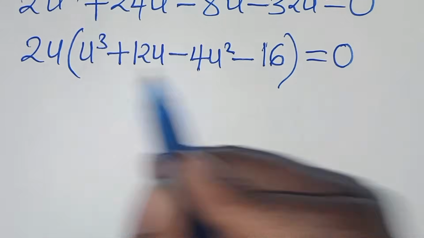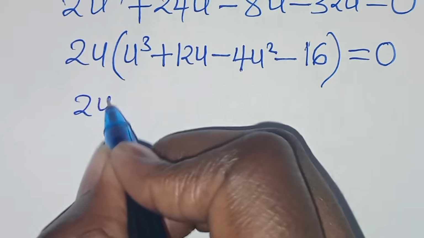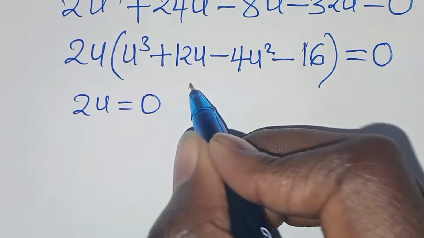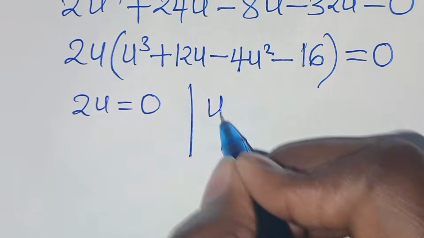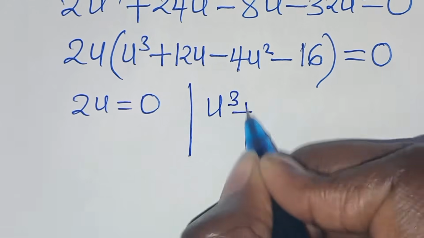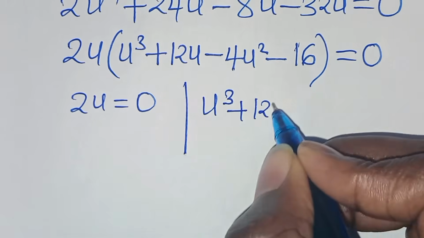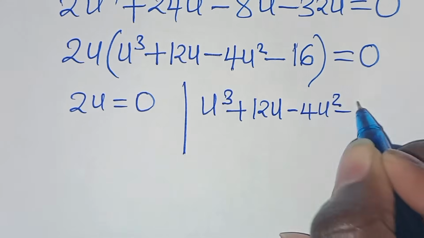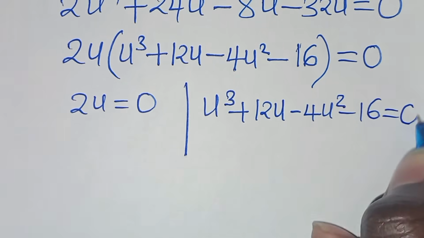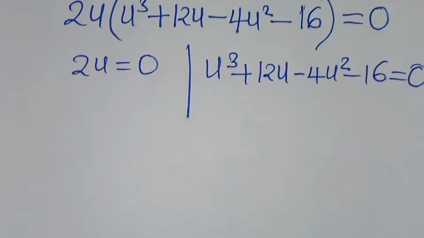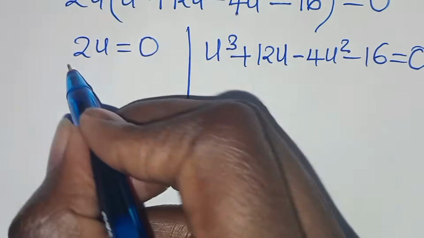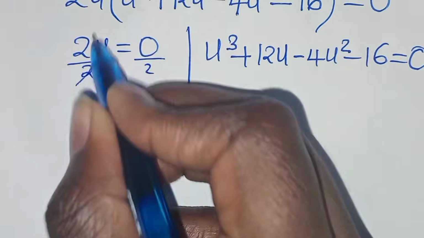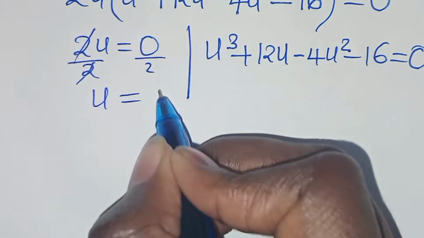So we have two parts here. We have that 2u is equal to 0, and we have u to the power of 3 plus 12u minus 4u squared minus 16. This is equal to 0. So from here, we can solve for u, so that now u is equal to 0.